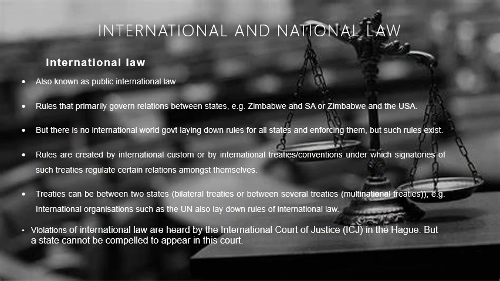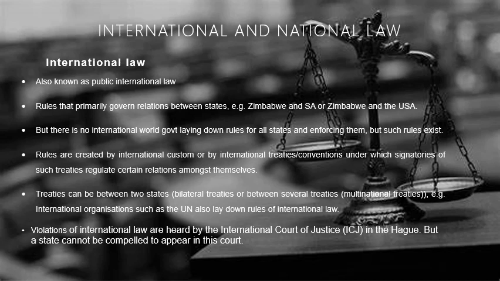So the first classification that we have is international law versus national law. Now, what do we mean by public international law? These are the laws that are binding on relations between states. There is no international law that all states have to follow. There is no international world organization that lays down all the rules of all the states in the whole world. There is no such rule.